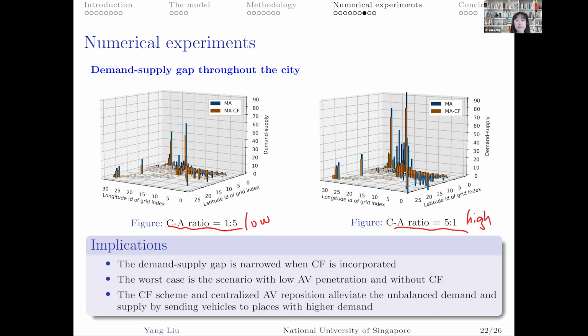And then the worst case is a scenario where we have a low AV penetration and without the dynamic commission fee. So the dynamic commission fee scheme and the centralized AV repositioning actually alleviate the unbalanced demand and supply by sending those vehicles to locations with higher demand.